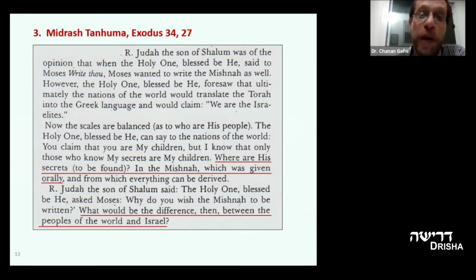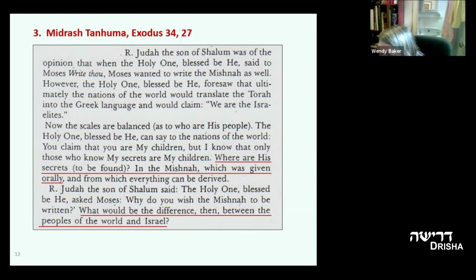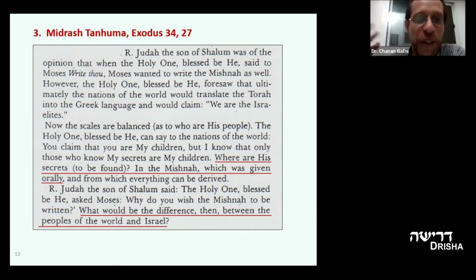This is one place where the rabbis are indeed giving us a sense of why the oral law remained oral. And many scholars assume that this is hinting at those people who are claiming we are the true Israelites. I think it's pretty clear what this is a reference to. Who is this referring to? Who are the people who took over the Bible and said the Bible is about us? We are the true Israelites. The Christians. Right. It's obviously influenced by the rise of Christianity.